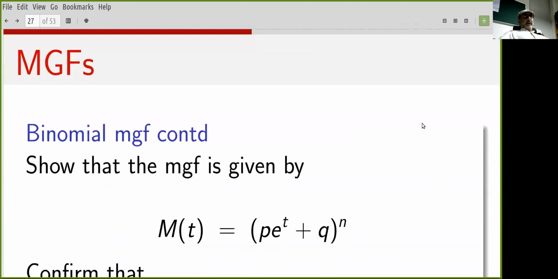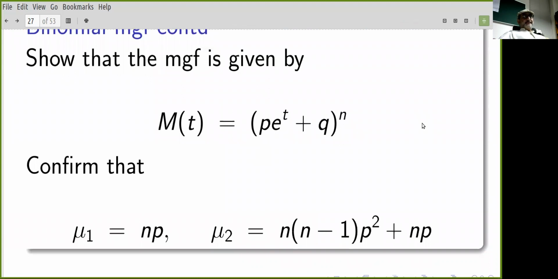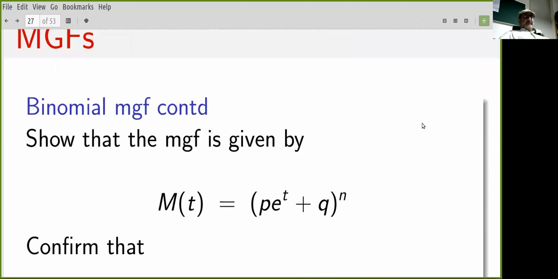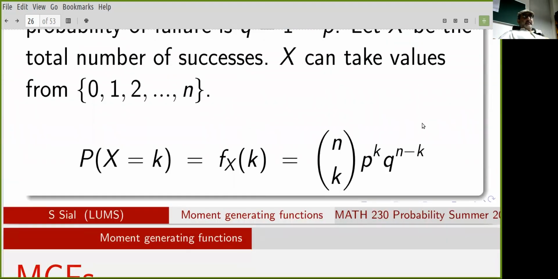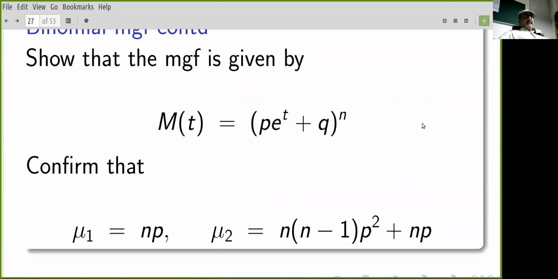Okay. So you can calculate the moment generating function for that, and you can work it out. It'll be (p e to the t plus q) all to the power n. And you can confirm from this that the first moment is np.